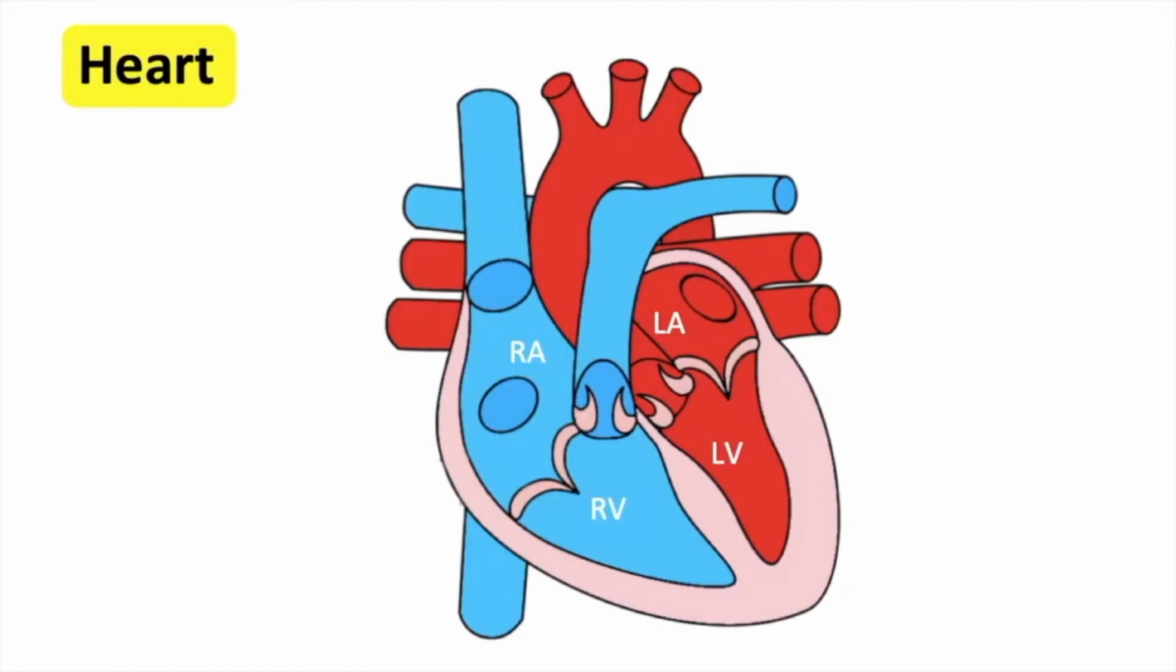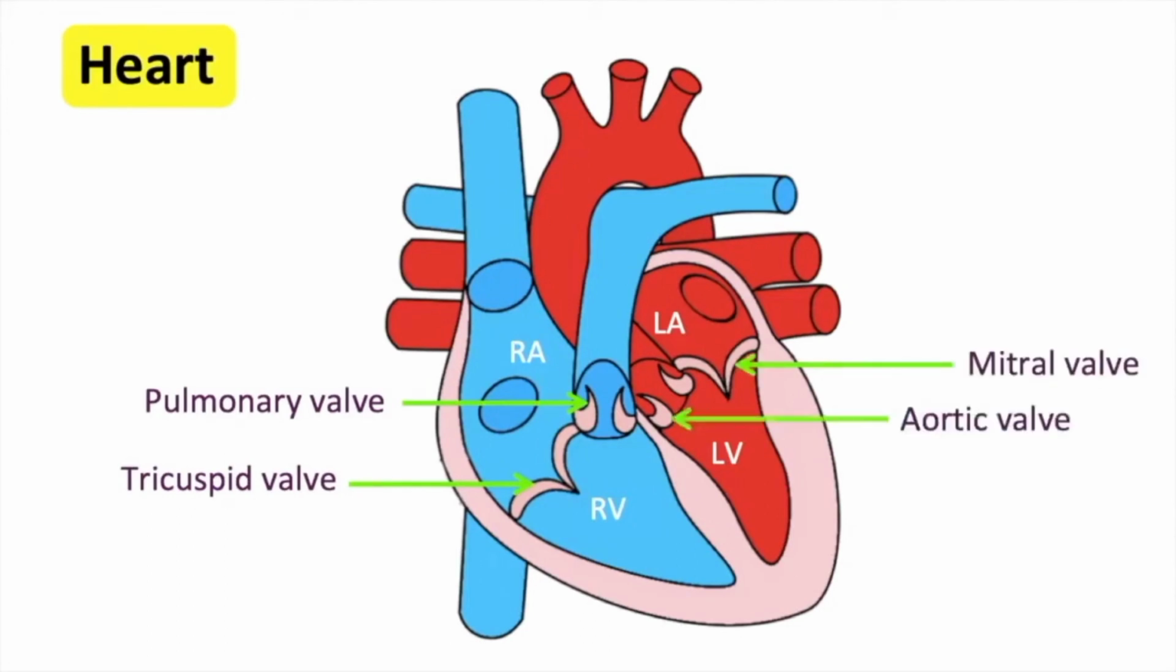The heart also has four valves. These are like little doors which only open one way. This ensures that the blood is flowing in the right direction and doesn't flow backwards. Tricuspid and pulmonary valve are on the right. The mitral and aortic valves are on the left.